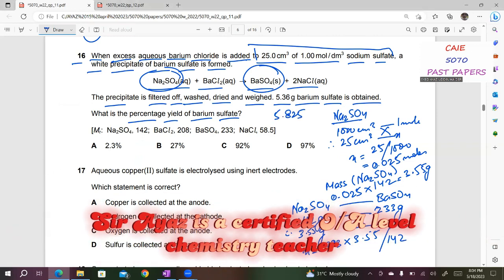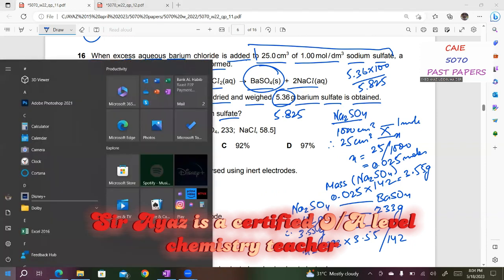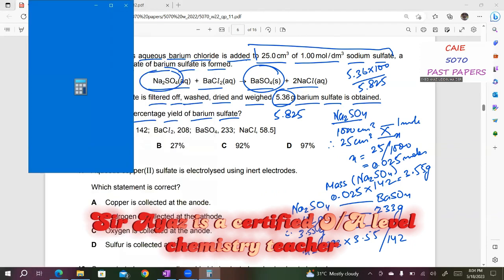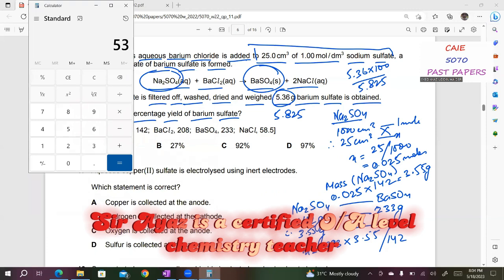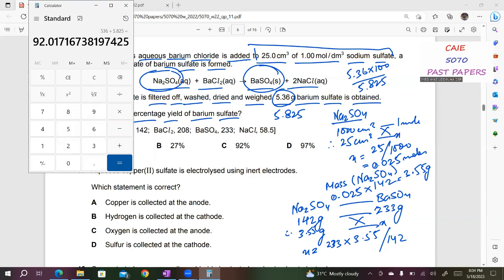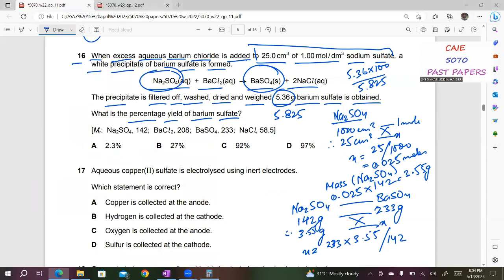5.825 is the mass we are expecting, but we are getting 5.36. So what we will do, we will multiply 5.36 by 100 and divide it by 5.825 to get the percentage yield. The answer will be 92.017, so we have 92%. C will be the right answer for this question.